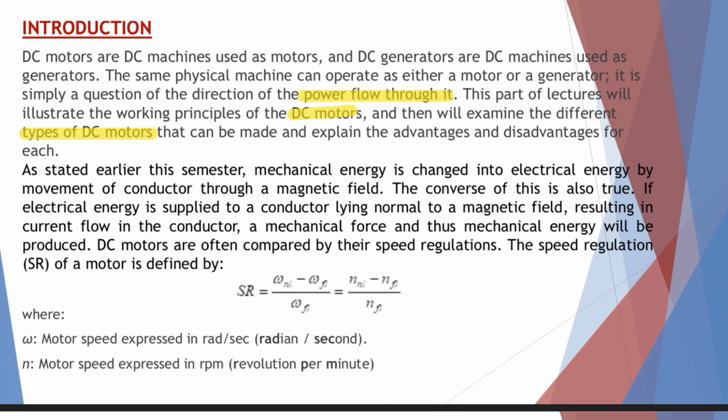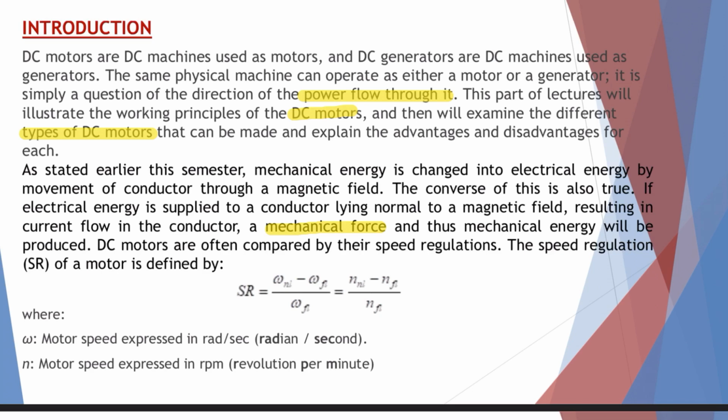As stated earlier this semester, mechanical energy is changed into electrical energy by movement of a conductor through a magnetic field. The converse of this is also true. If electrical energy is supplied to a conductor lying normal to a magnetic field, resulting in current flow in the conductor, a mechanical force, and thus mechanical energy, will be produced.